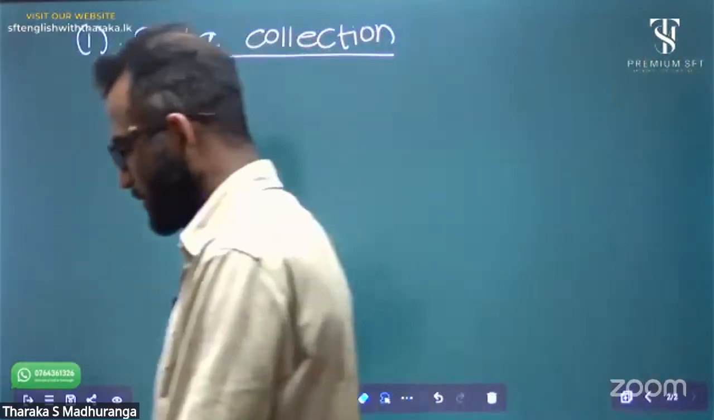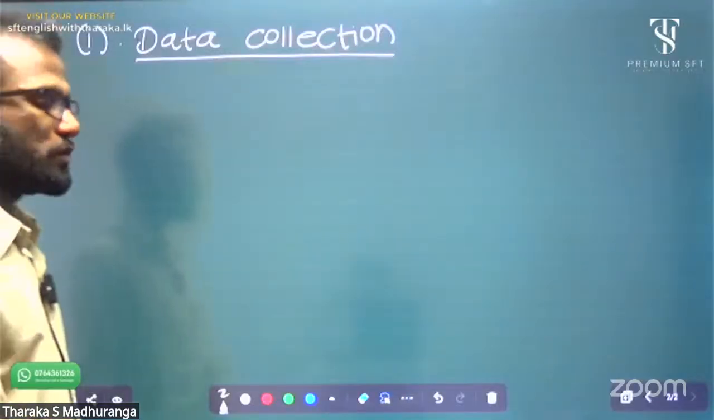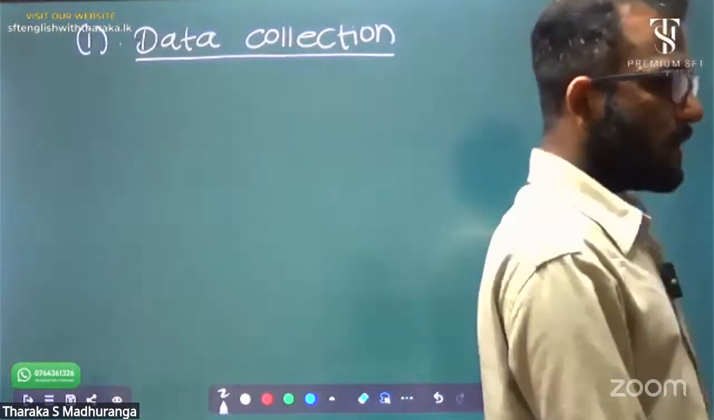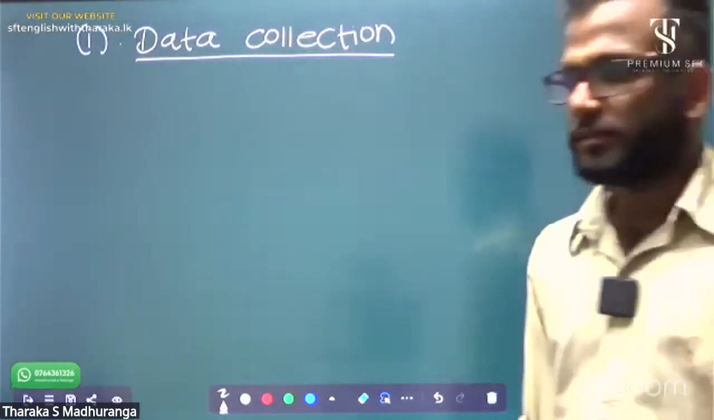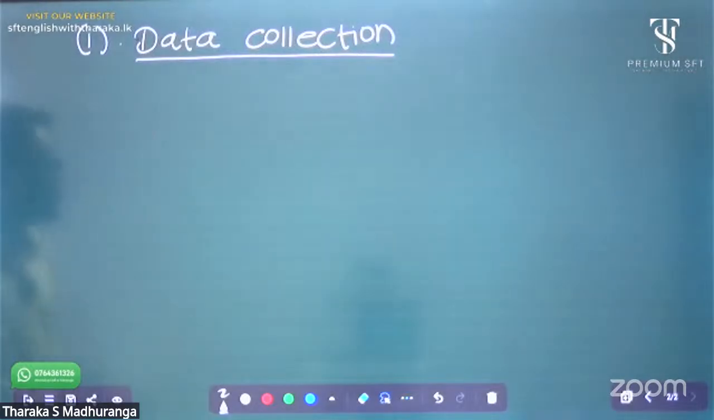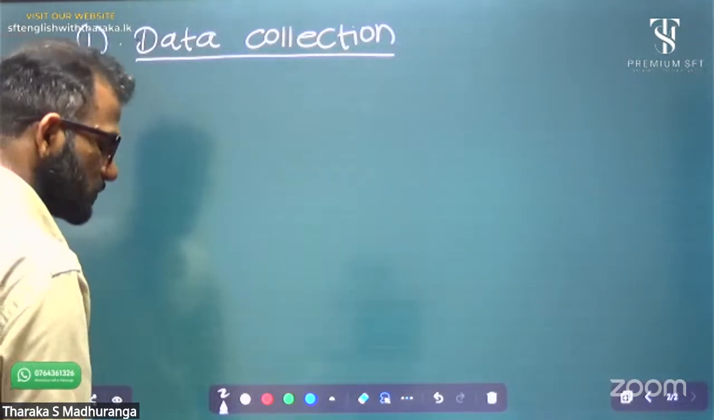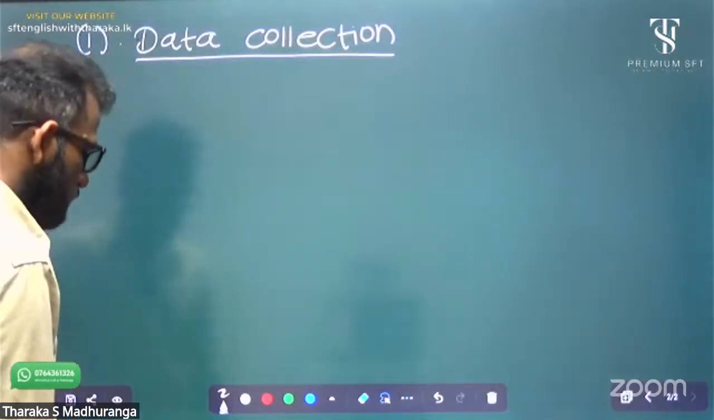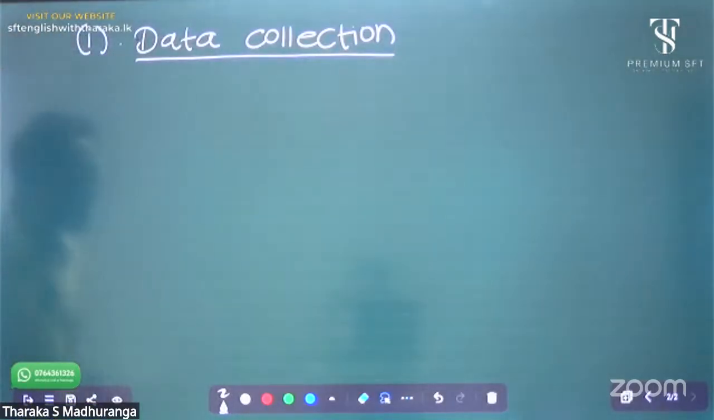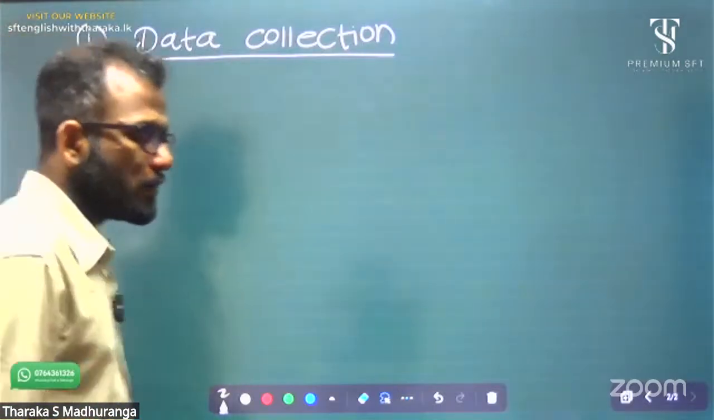Okay, write down the first point. Different types of methods can be used to collect data in different fields. Write down examples.